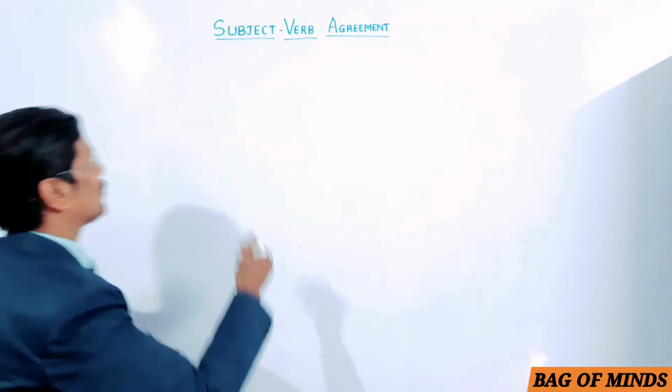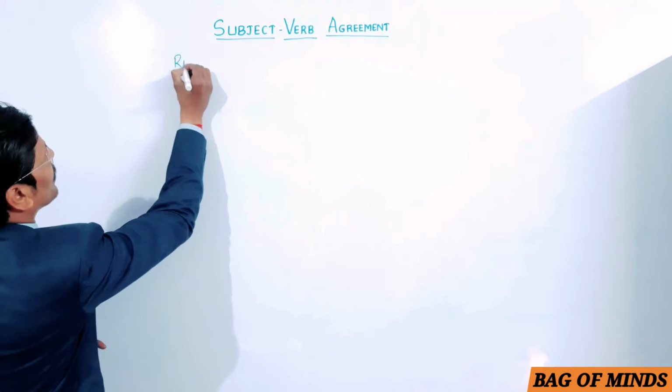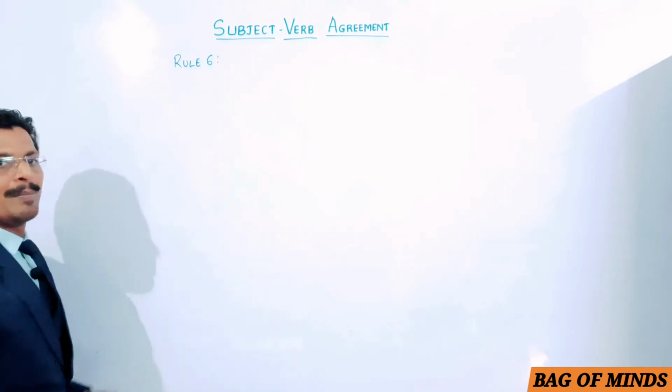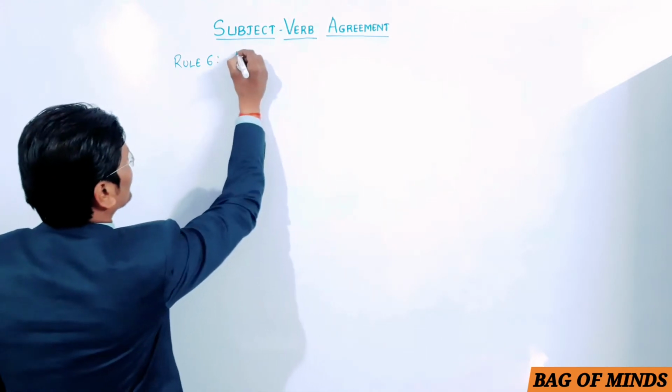Let's move ahead with the journey of subject-verb agreement. In our previous video, we discussed 5 rules of subject-verb agreement as well as the basic rule. So let's move on to the next rule, which is rule number 6. Please be very careful about it. When we say rule number 6, what does it tell us about?